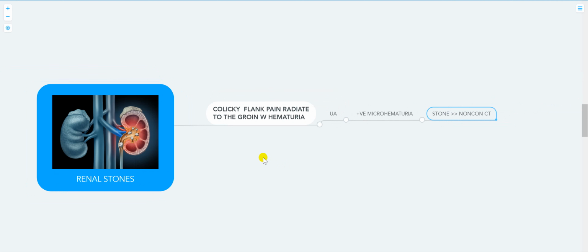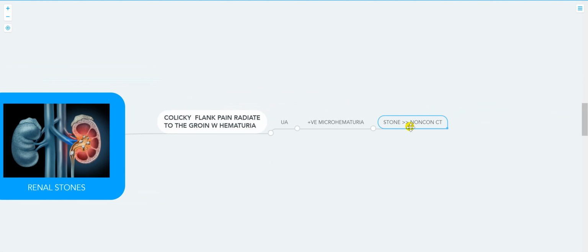Non-con CT scan, what do we do? Now it's going to tell us the size of the stone, okay? After that we assess, is there any stone? Is there any hydronephrosis? So we look at this, is there any of that, okay?